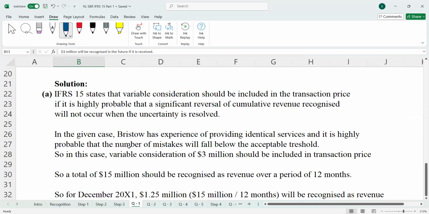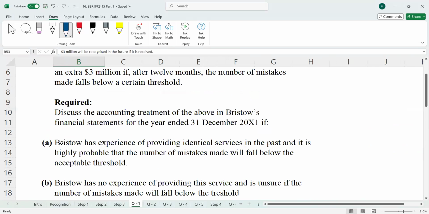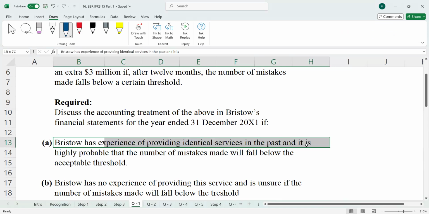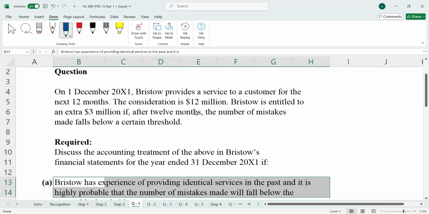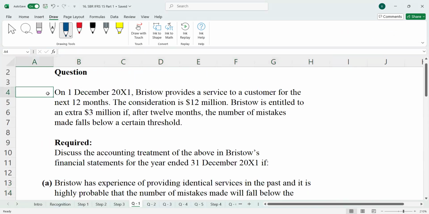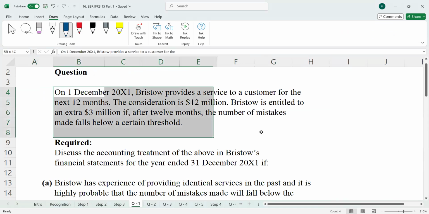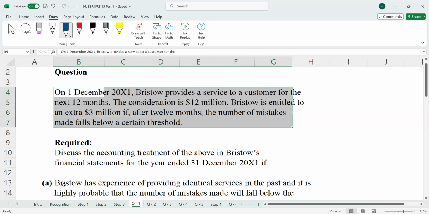We take the first question. Bristow has experience of providing identical services in the past, and it is highly probable that the number of mistakes made will fall below the acceptable threshold. On 1st December 2011, Bristow provides a service to a customer for the next 12 months. The consideration is $12 million. Bristow is entitled to an extra $3 million if after 12 months the number of mistakes made falls below a certain threshold. Now tell me, in this case, how much revenue should Bristow recognize in case A?